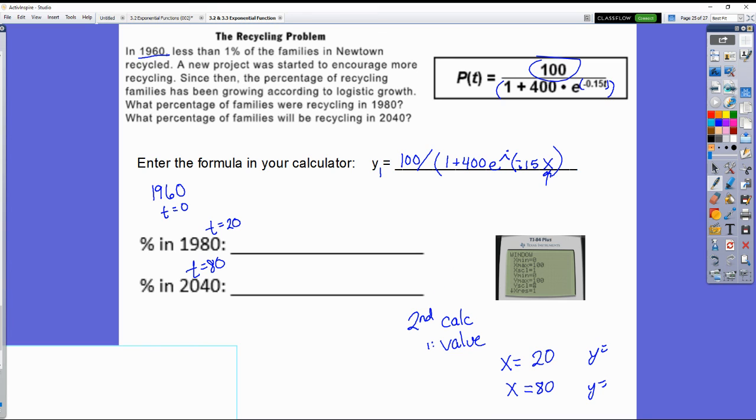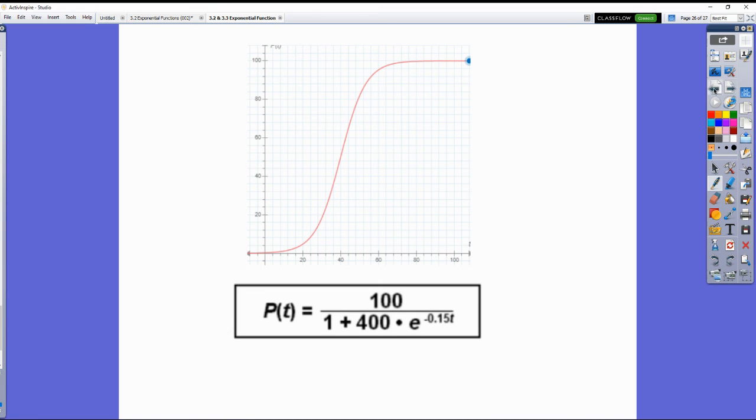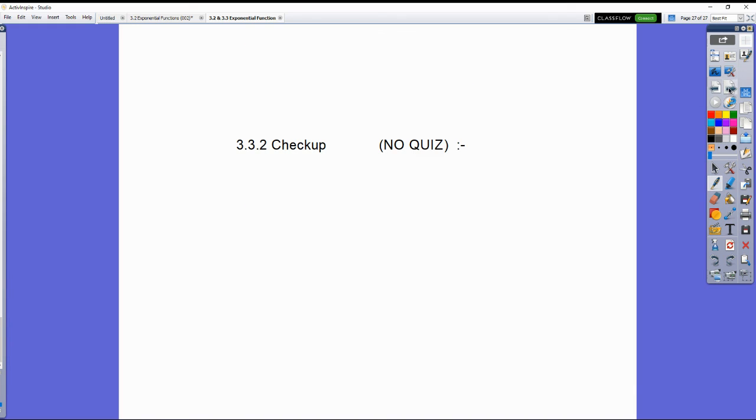So that is the end of lesson 3.3. Your checkup only has 6 problems, and there are no quizzes for this lesson. So please do those 6 problems, and that will be it.